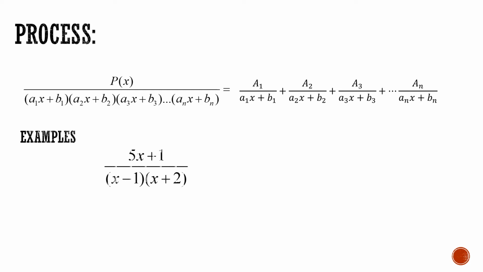So taking a look at the previous example, we have 5x plus 1 over x minus 1 times x plus 2. How would I break this up? Well, I have two distinct linear factors in my denominator. So technically the first one would be a1 over x minus 1, plus the second one would be a2 over x plus 2. Next example has three distinct linear factors. So I would put a1 plus a2 plus a3. So this is the process for trying to break it up into partial fractions.